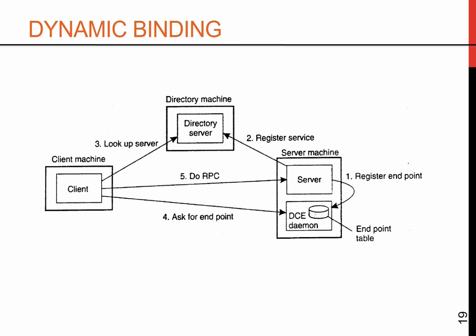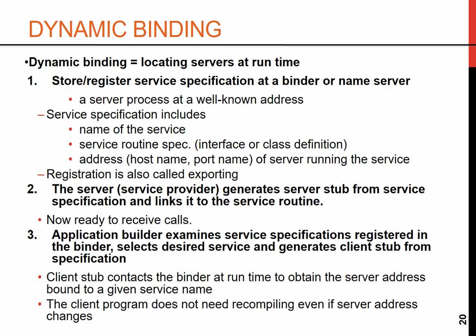So in summary, dynamic binding allows clients to discover server locations at runtime rather than hard coding them. It provides flexibility in distributed environments by using a directory service and endpoint registration. So using this method, RPC enables scalable, location-independent connections between clients and servers. And here's the text of what I just described.